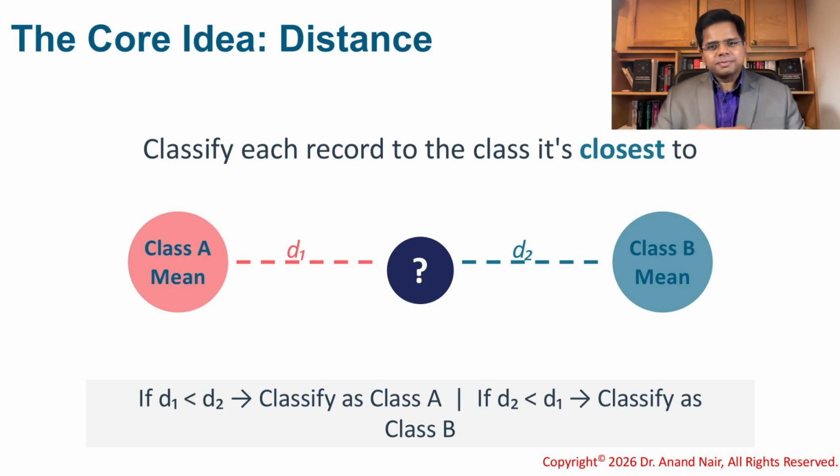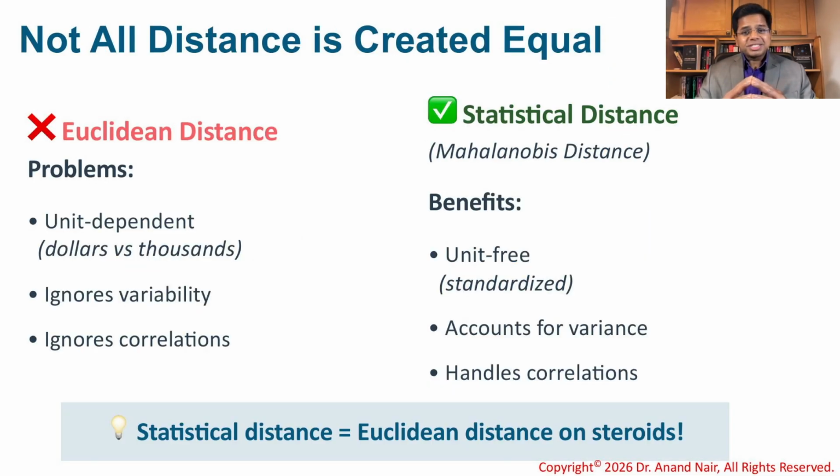This is math distance. Okay, here's where we get a bit nerdy, but stick with me. Regular Euclidean distance, you know, the as the crow flies distance, has some serious flaws. First, it cares about units. Measure income in dollars instead of thousands? Completely different answer. It's like saying someone is 72 inches tall versus 6 feet. Same height, but the number looks way different. Second problem, it totally ignores how spread out your data is. And third, it pretends your variables don't talk to each other, which is like assuming your coffee consumption and your productivity are unrelated. Spoiler, they're not.